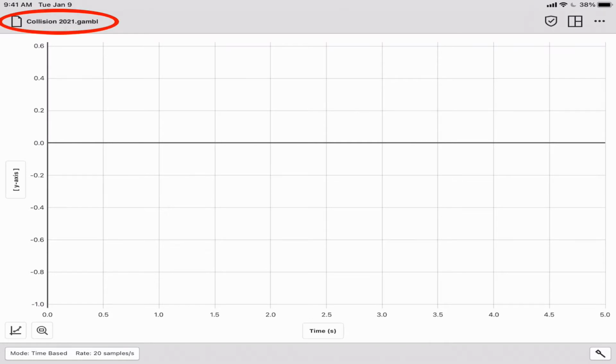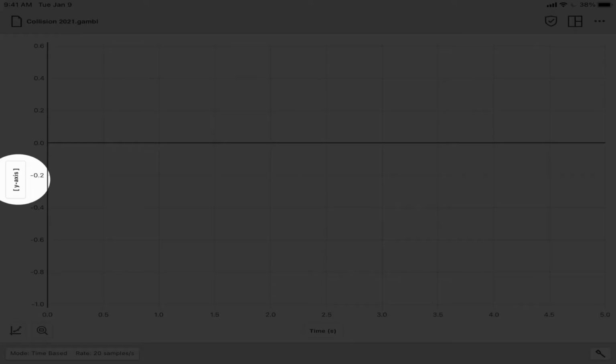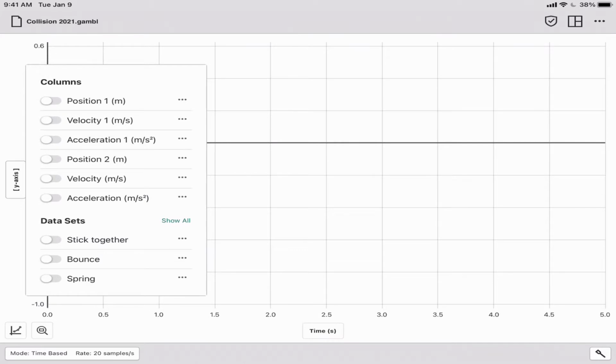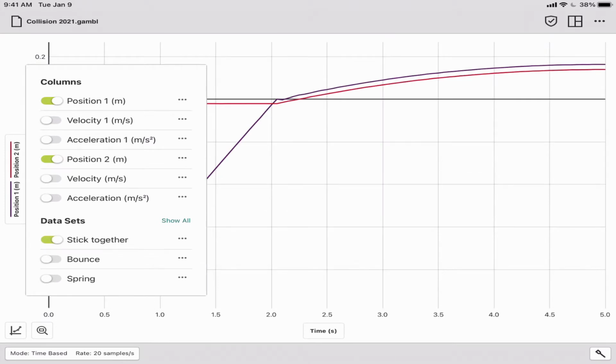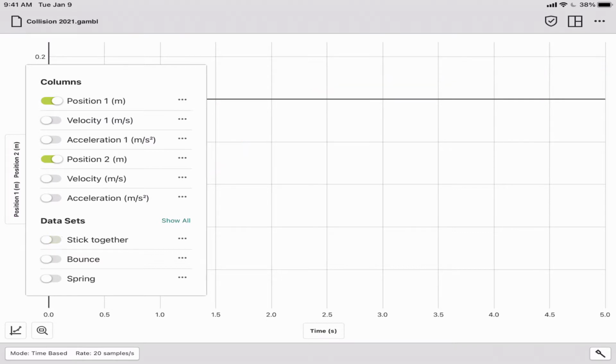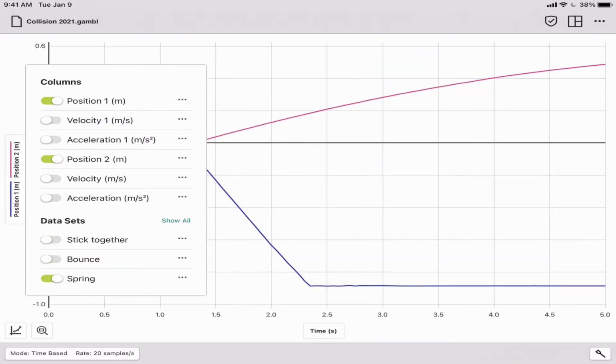Up in the upper left-hand corner here, you notice it says collision 2021 with the file suffix. And I just want to show you the different places that we can work on. Over here on the y-axis, we have the choice of types of graphs that we want. We're going to do a position versus time graph, and we're going to look at the first one where the two objects stick together.